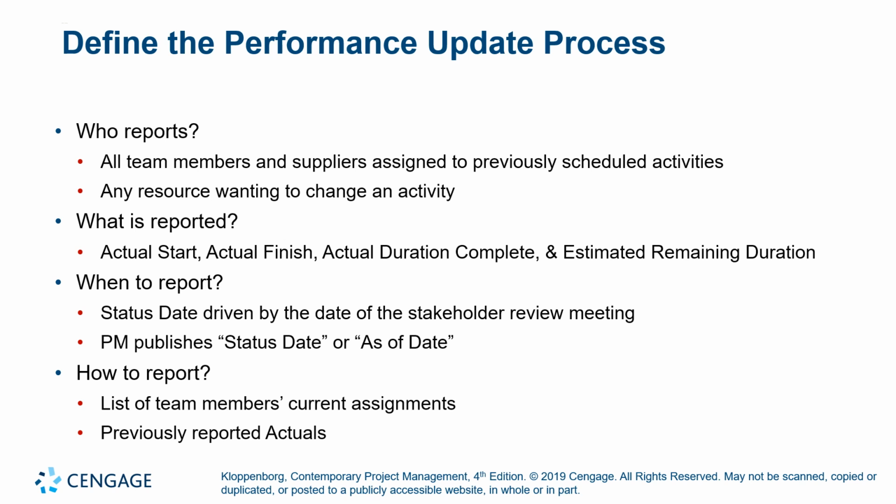When to report? When do we go ahead and get a report like this? The status date is driven by the date of the stakeholder review meeting. Review meetings always dictate when the reports are ready. The project manager publishes the status date or as-of dates. How to report? You have to list the team members' current assignments, and then you have the previously reported actuals. These are some of the things that you typically want to report on.